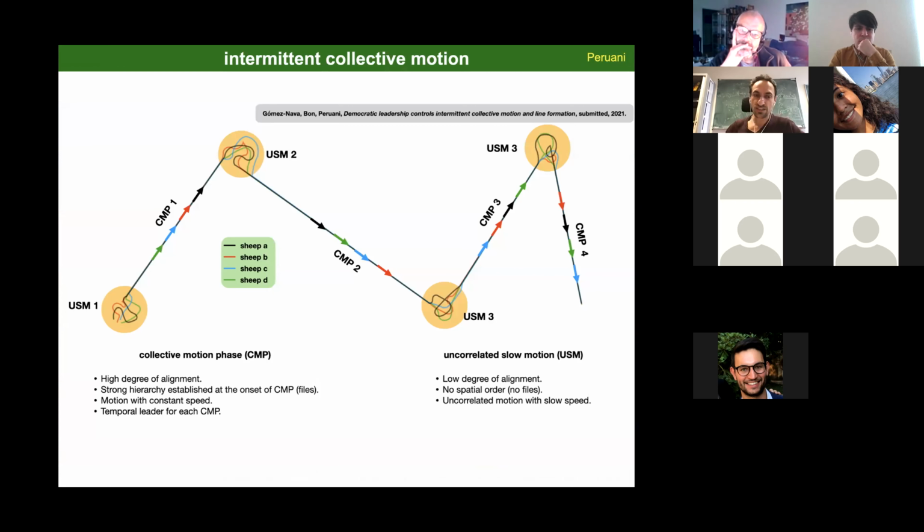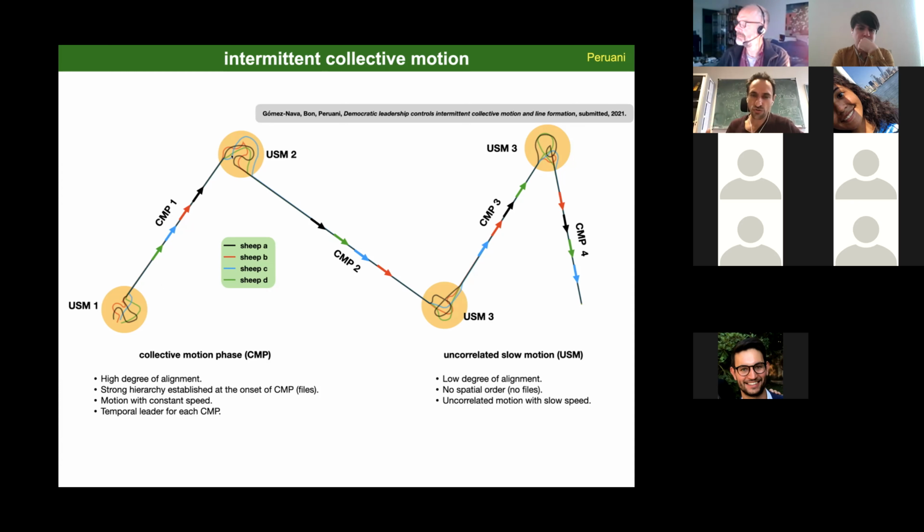So the first thing is that what we are observing, at least in sheep, and we think this is something quite general, is that typically animals, and in many biological systems that is going to be true, are not constantly in a collective motion phase. That phase is going to start at some point and stop at some point, because animals also have other needs. For the experiment, we say that the collective motion phase is when all of them are moving together, and we recognize some phases where the animals don't move or move very slowly.